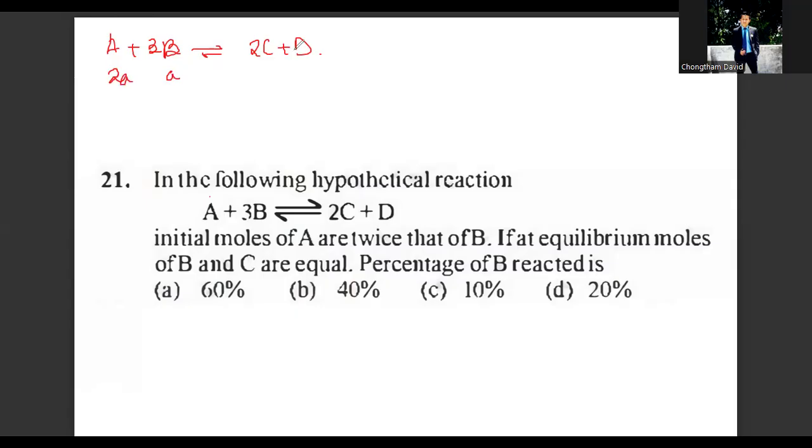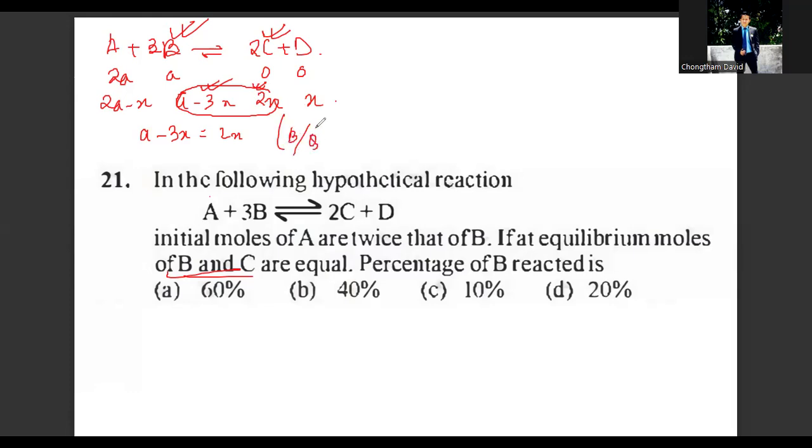Now we have twice A plus A at equilibrium. If x is the number of moles dissociated, it would be 2x, and the others would all be x. So at the given condition, A minus 3x would be equal to x, because at equilibrium the moles of B and C are equal. So this is the number of moles of B, and this is C. I have chosen these two, they are found to be equal as per the given question. So from this, can you now find x? Yes, it is A by 5.